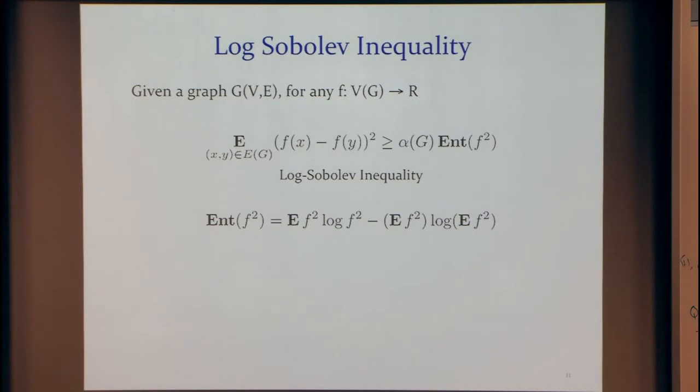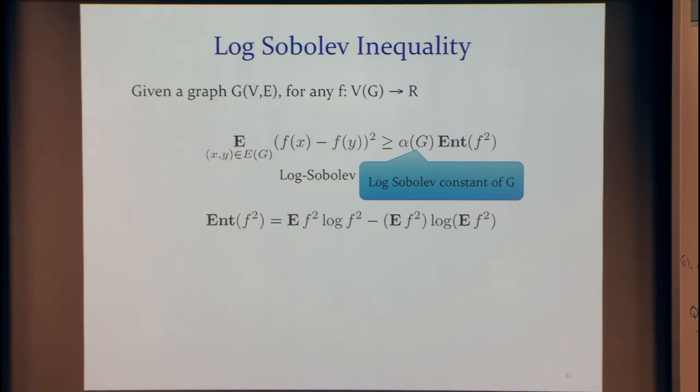In some sense, we'll not really need much about the entropy. All you need to know is that it's a convex function of f, and it's always non-negative. In fact, it's zero if and only if f is a constant function. Here the best constant involved in the inequality is called the log Sobolev constant of the graph.